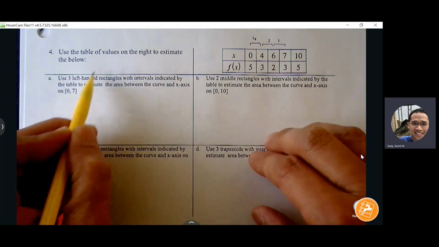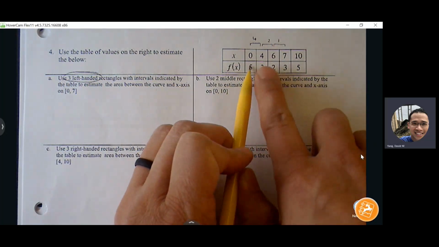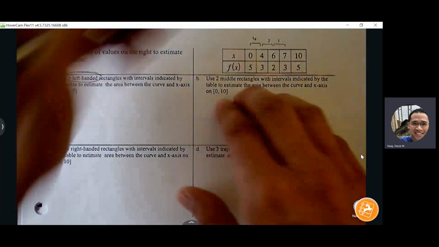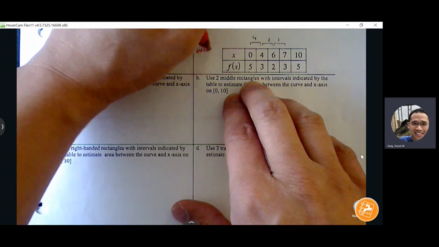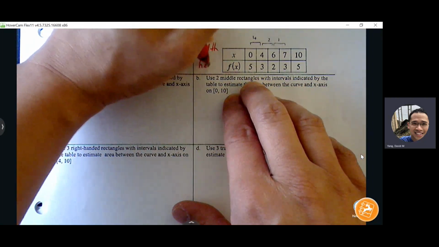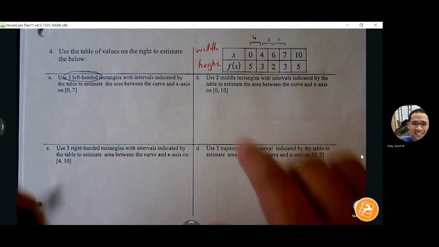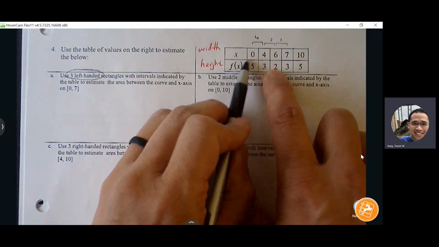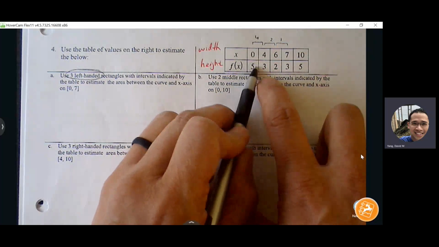Okay, so this left-handed rectangle. So first subinterval, we want to choose the height coming from the second row. So remember, first row is going to give you width information. Second row is going to give you height information. So first rectangle has a height of 5, so 4 times 5, because 5 is the left side of your subinterval.